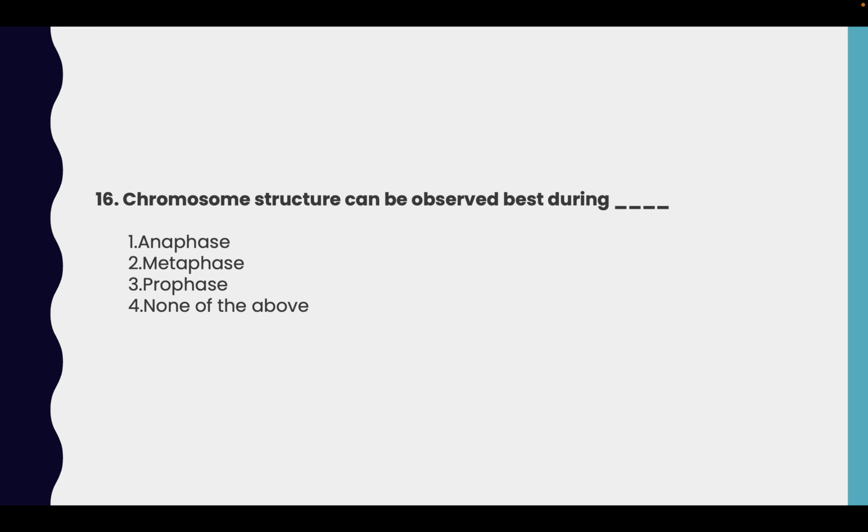I think metaphase. Metaphase? Yes, ma'am. Okay. Correct answer is metaphase.